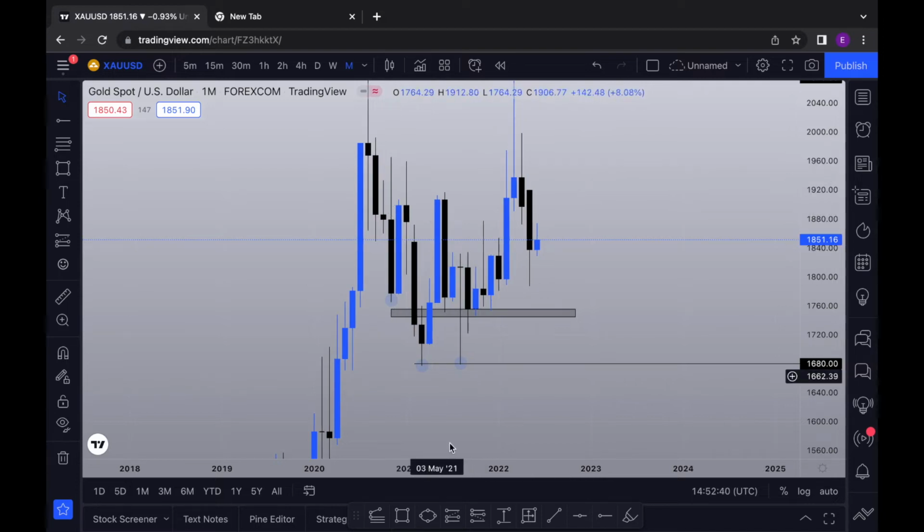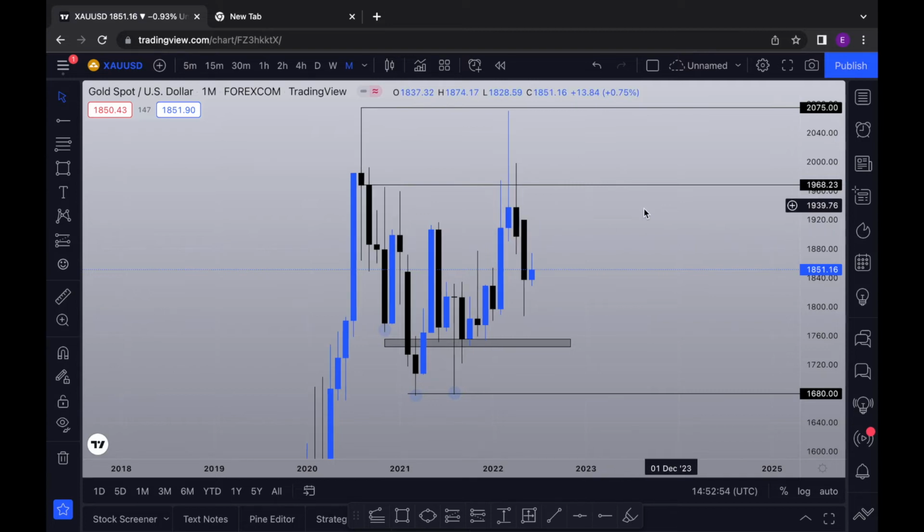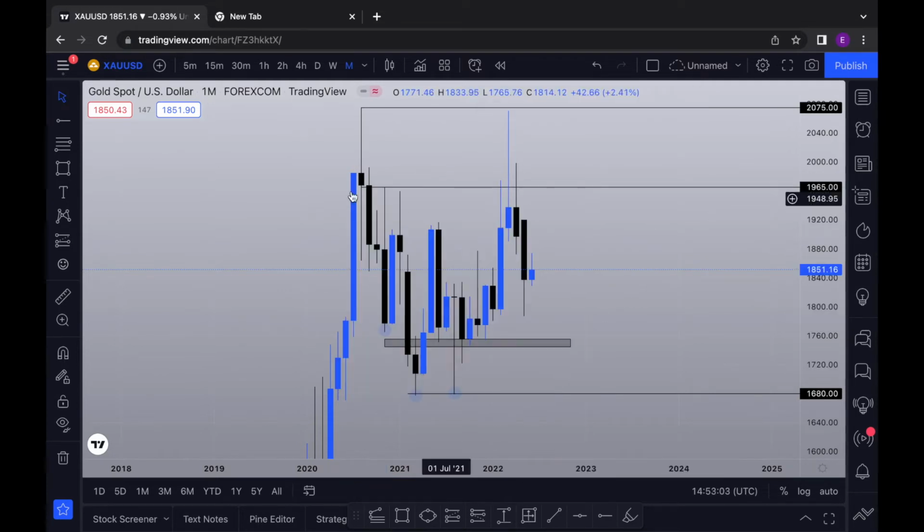Then look for another level on the monthly time frame where the market has rejected. We can see somewhere around here, let me see. We can see another level here. This is 1968. I can make it 1965 to round it up. You can see 1965. Market rejected here, here, here, and here.